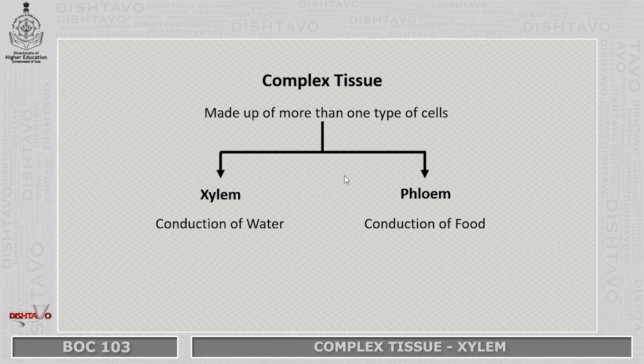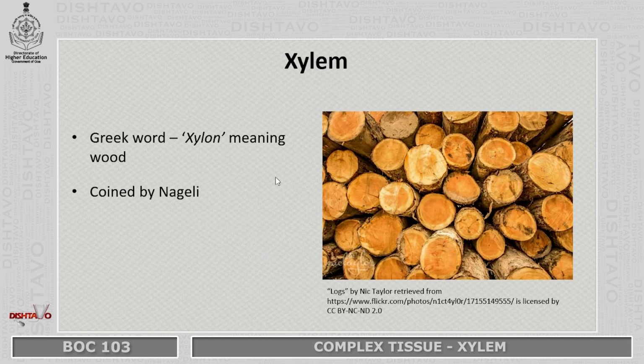In module number 3, we have already seen that the permanent tissues are subdivided into simple tissue and the complex tissue. Simple tissue is the tissue that is made up of only one type of cells. Complex tissue is made up of more than one type of cells, and further it is divided into xylem and phloem. Xylem is involved in conduction of water, phloem is involved in conduction of food.